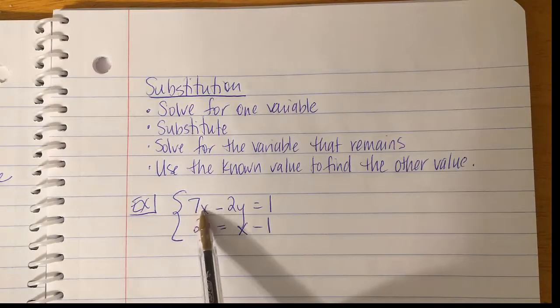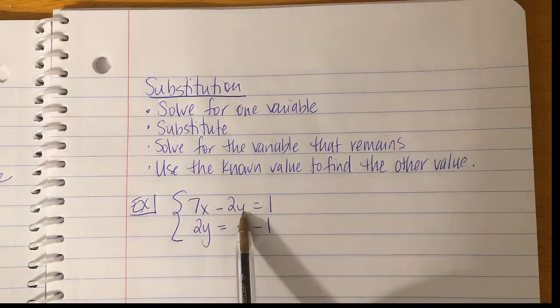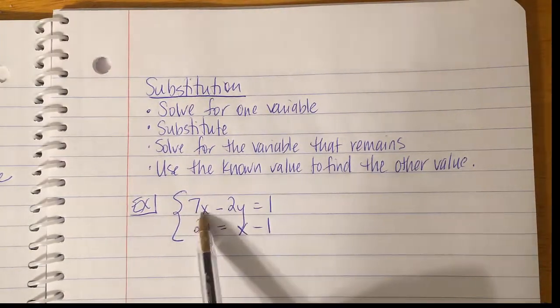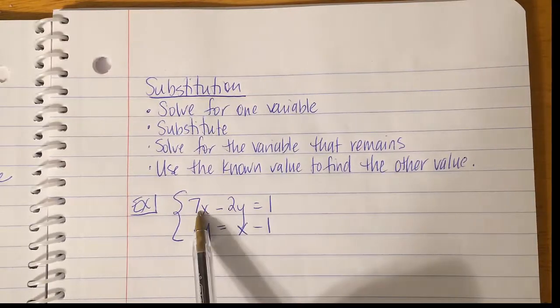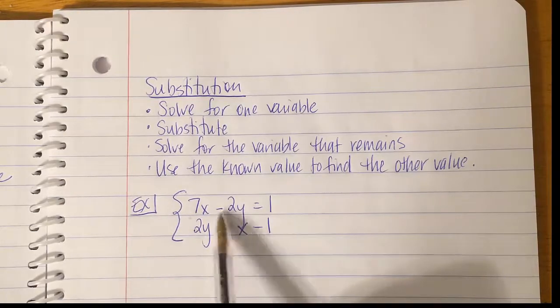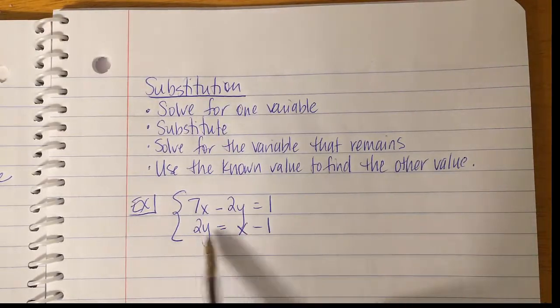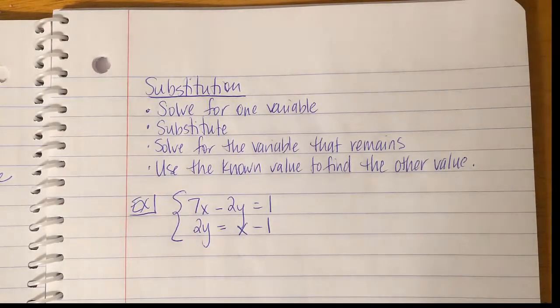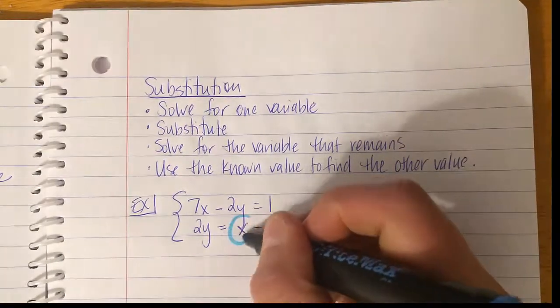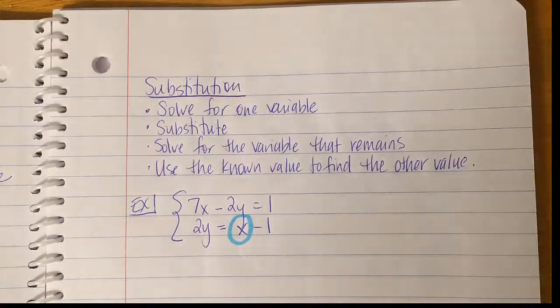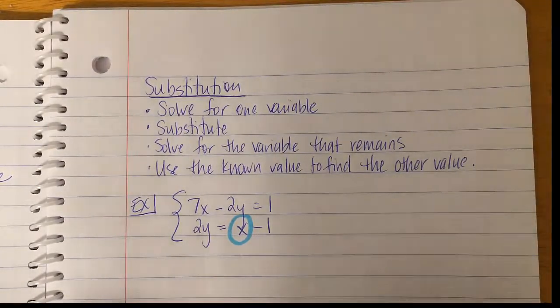Notice in this first equation, solving for x or y wouldn't be that much fun because we'd have to either get everything on one side and divide by 7 to get the x by itself. That would be a pain. Or here we'd have to divide by 2. What's going to be way easier is if you look on this equation, this x is all by itself, in other words, has a coefficient of 1. So that's going to be the easiest thing to solve for. So that's what I'm going to do.